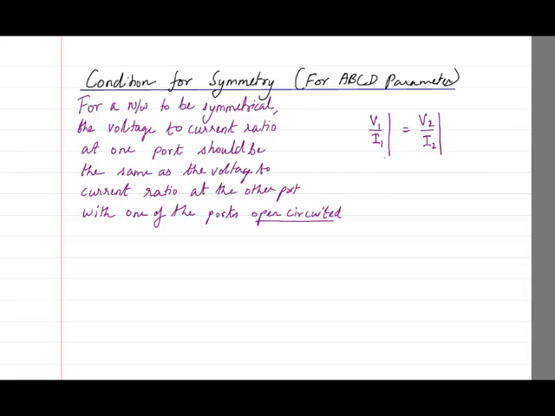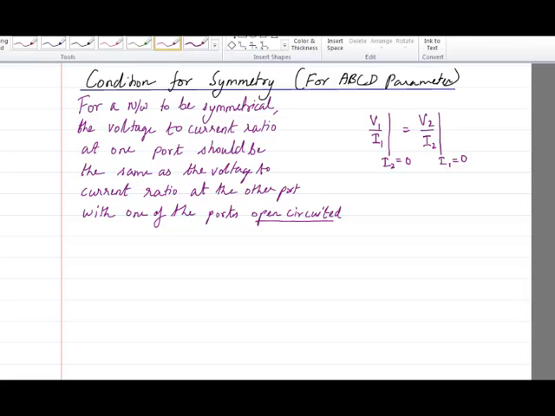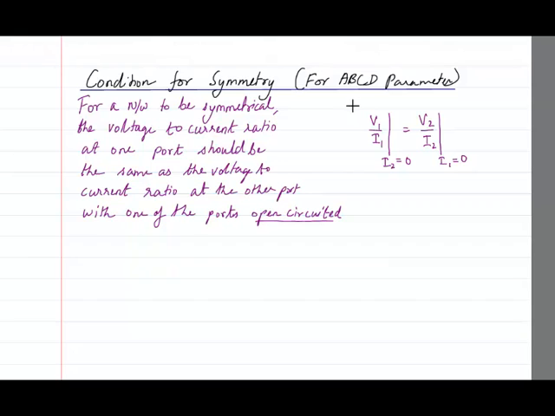Open circuited means I2 is zero when we consider the first port, and for the second port, the first port is going to be open circuited. So this is the equation that we have to find out, which I will write as equation number 1. Every time we are using the same procedure: we have to find out the left hand side and the right hand side.